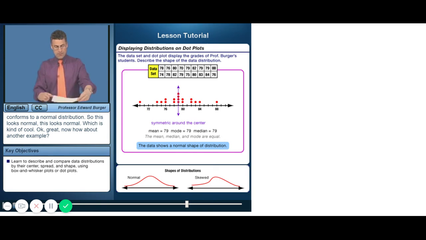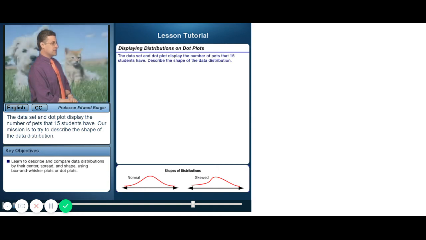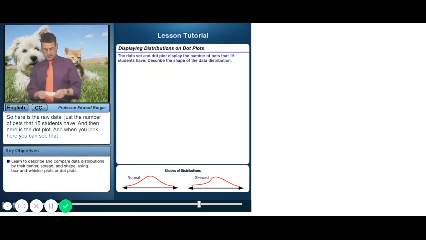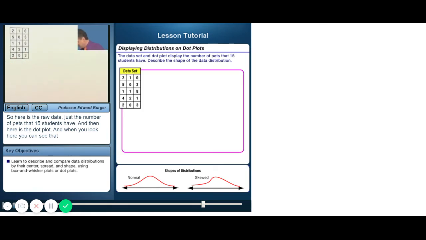Okay, great. Now, how about another example? The data set and dot plot display the number of pets that 15 students have. Our mission is to try to describe the shape of the data distribution. So here is the raw data, just the number of pets that 15 students have. And then here's the dot plot.